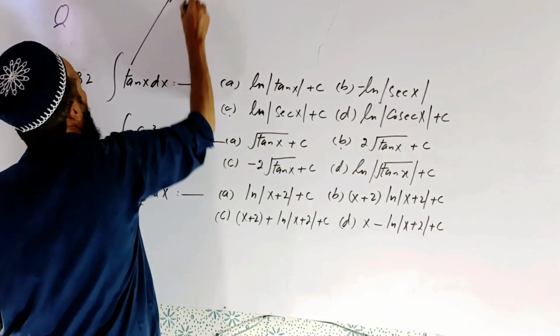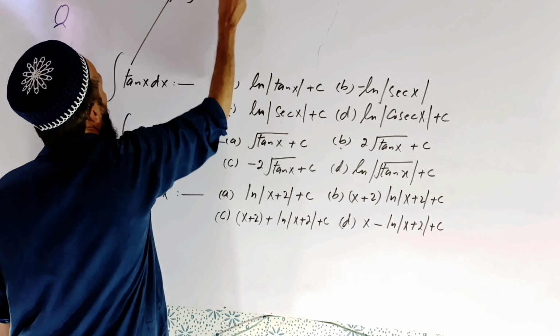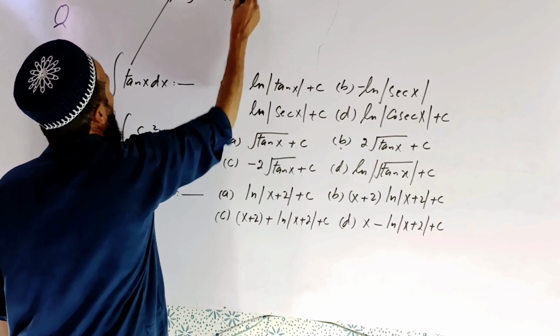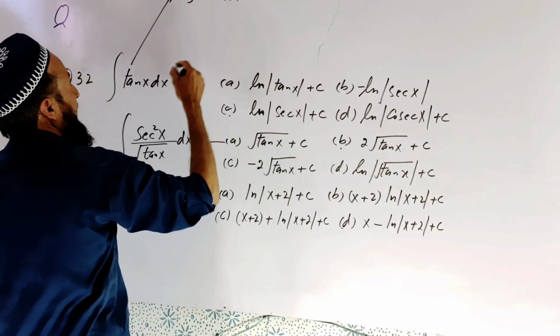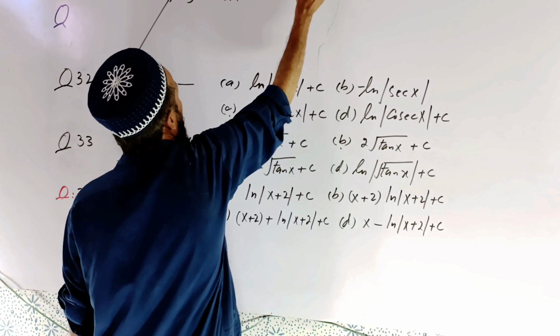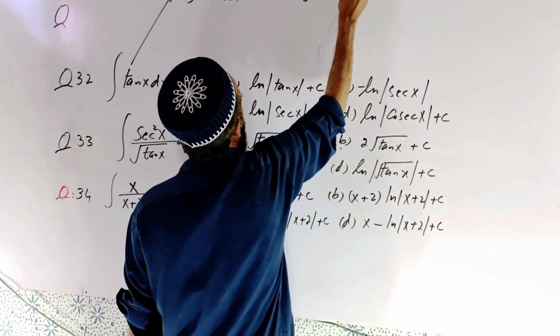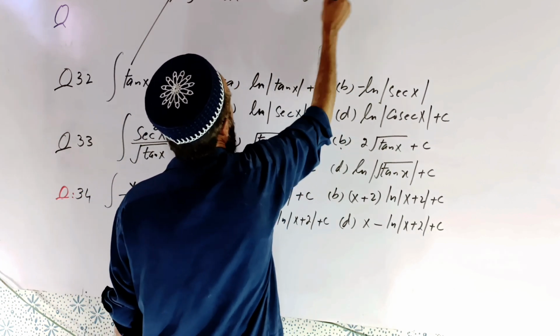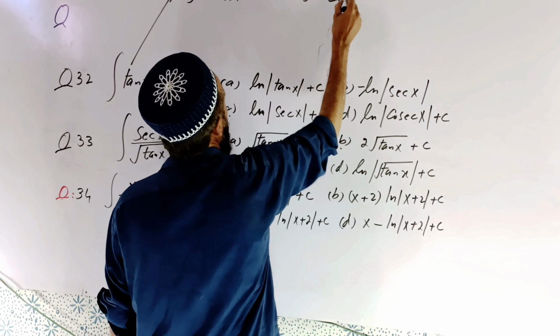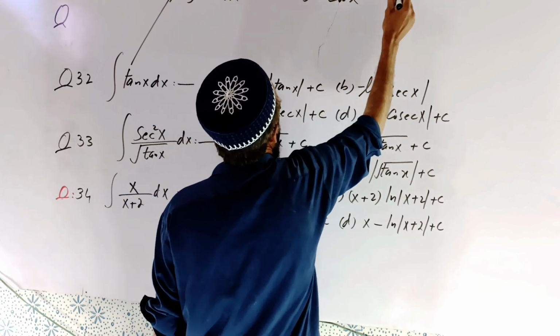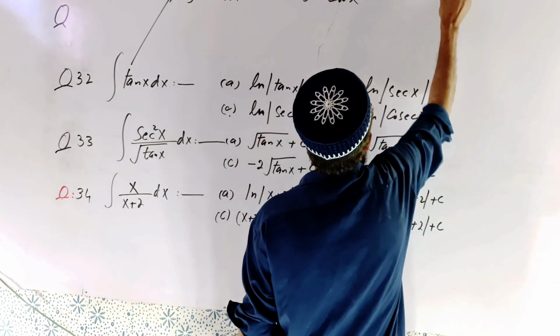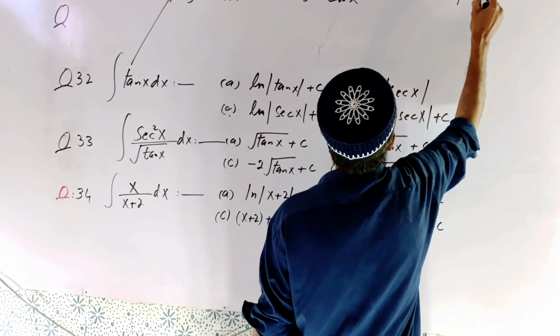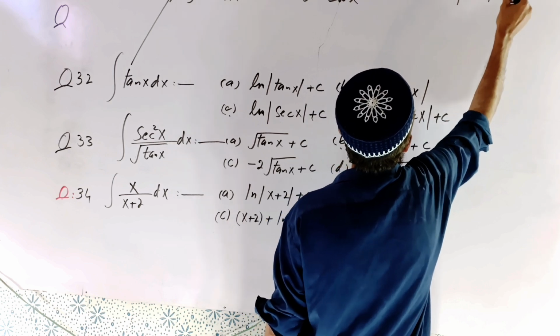Tangent x we can write as sin x divided by cos x. The derivative of cos x is minus sin x. It means that here we require a minus, and sin is multiplied, so minus minus gives plus, and we get the integral of sin x over cos x dx. According to the rule, the result is minus log of cos x plus c.